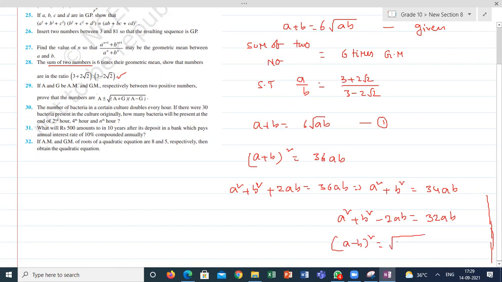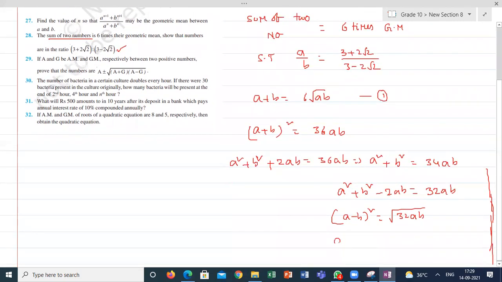So A minus B will be equal to 4 root 2AB. Now this is my second equation. My first equation is A plus B is equal to 6 root AB. A minus B is equal to 4 root 2 root AB.